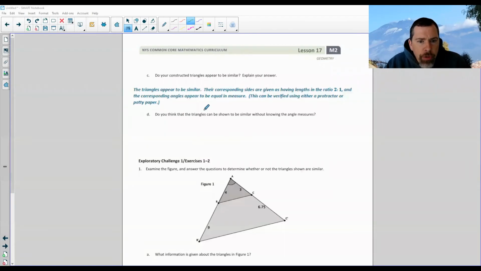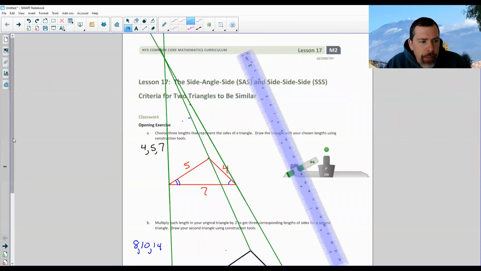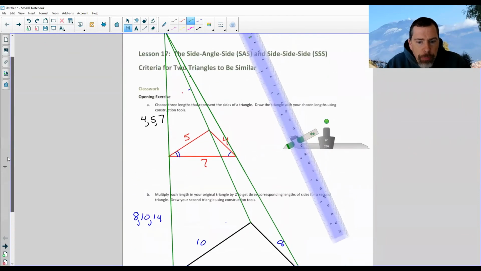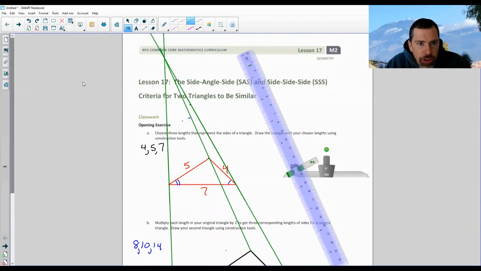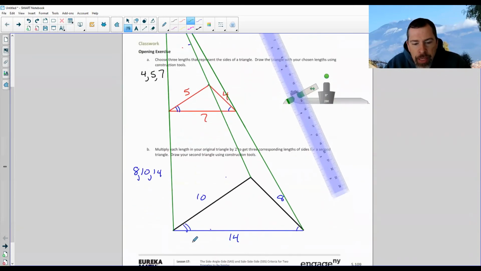Okay, so it says, do you think the triangles can be shown to be similar without knowing the angle measures? Well, here's what I did. The only other way we could really do that would be to connect the corresponding parts like so, and then go up and see if they share a common point of dilation. So that would be the only other way we could show similarity, I think, without actually measuring the angles.